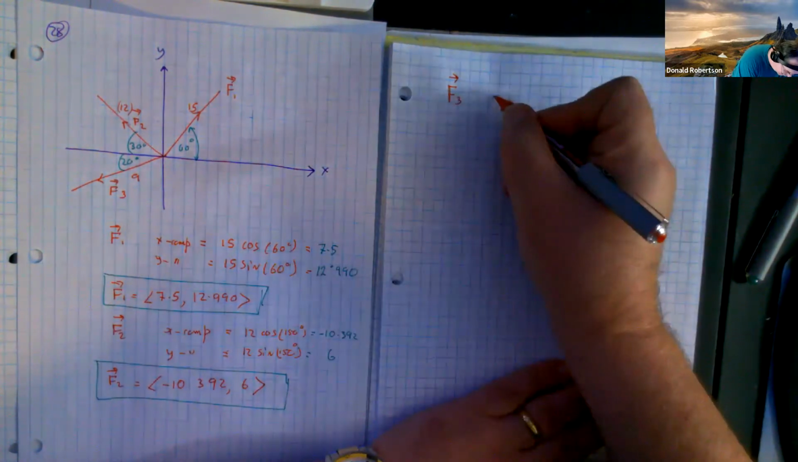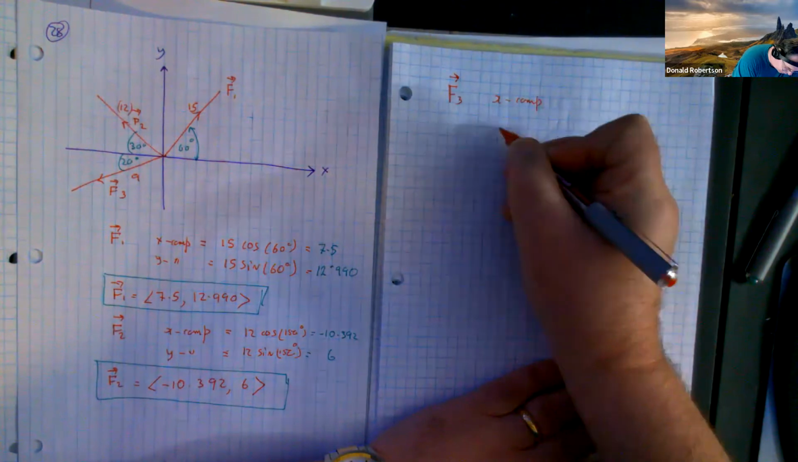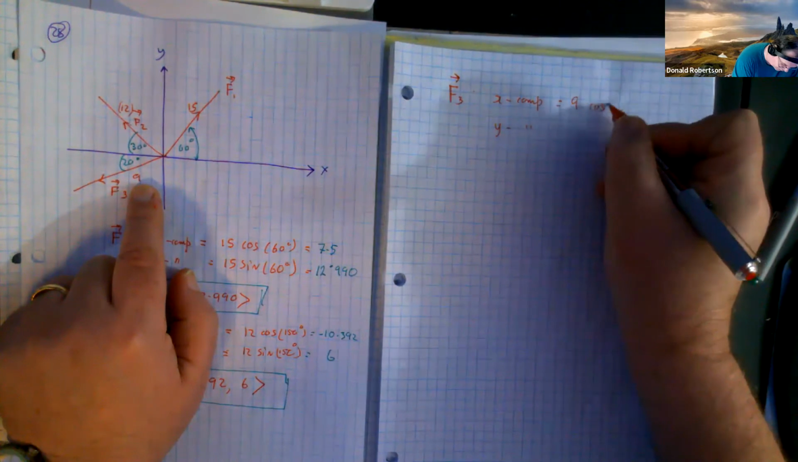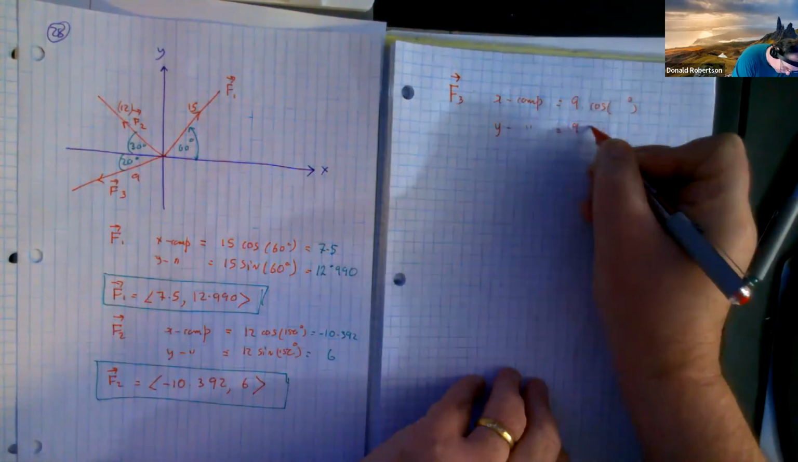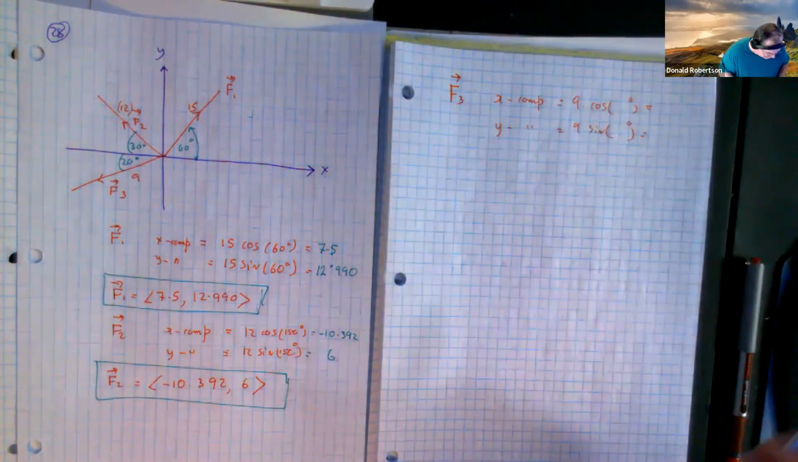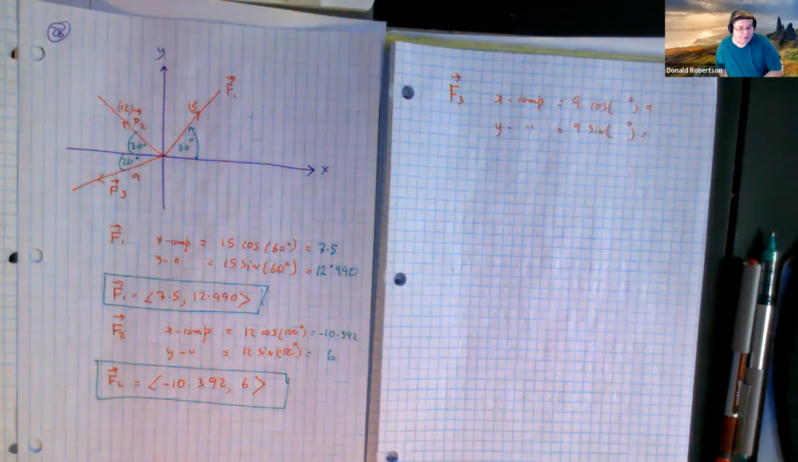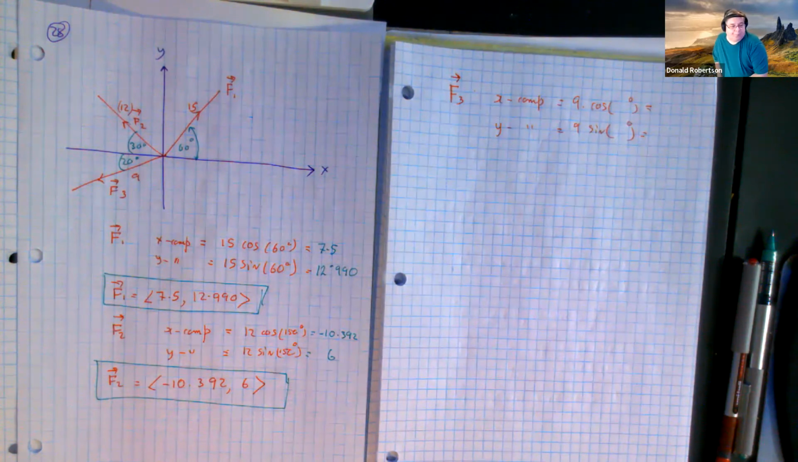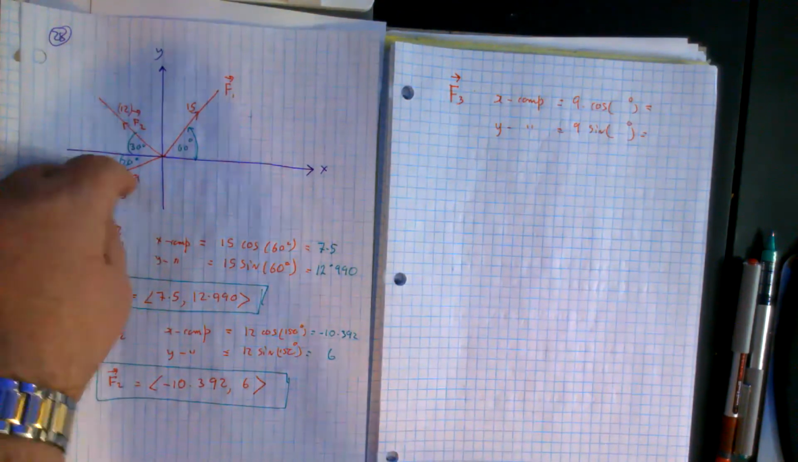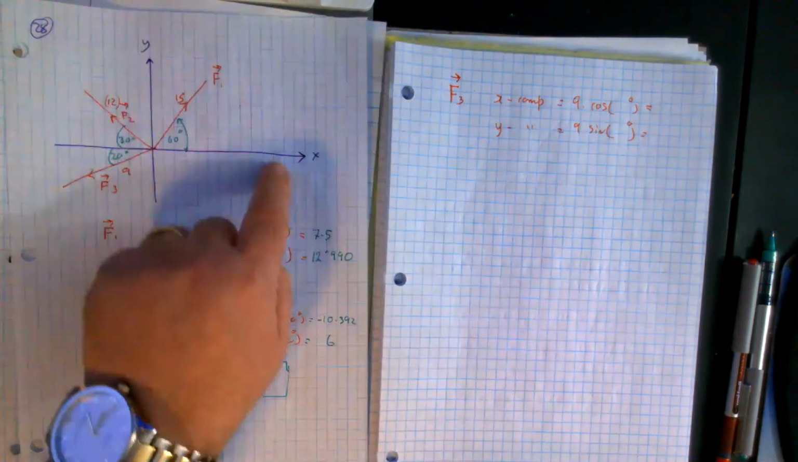Well, what do we have? X component again, Y component. This time it's going to be 9 times the cosine of some angle and 9 times the sine of some angle. What angle will we use for the vector F3? It's not 20 degrees. What angle will we use for F3? 200, right? 180 plus 20 more.